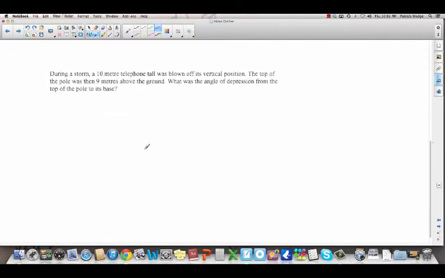Okay, one more question. During a storm, a 10-meter telephone pole... Gosh, this is not good. I'll change this, and when you get your sheet, it'll be correct. During a storm, a 10-meter telephone pole was blown off its vertical position. The top of the pole was then 9 meters above the ground. What was the angle of depression from the top of the pole to its base?